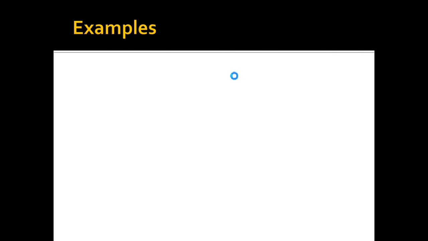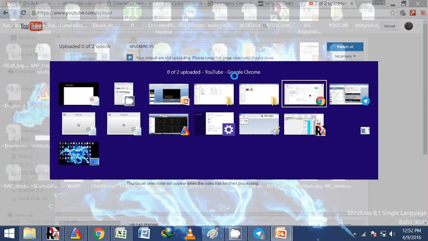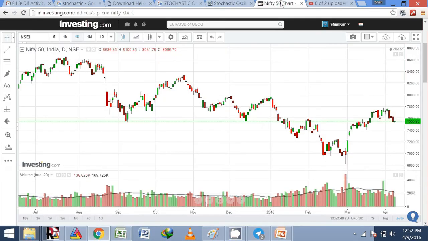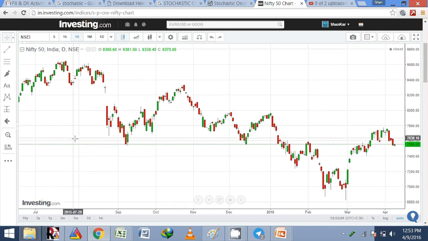Let's see some live examples for Fibonacci retracements. So this is the Nifty chart. I am on investing.com. You can go for Google Finance also, but in Google Finance you don't have this Fibonacci tool, so I am using investing.com. I don't need volume, so I'm closing it.